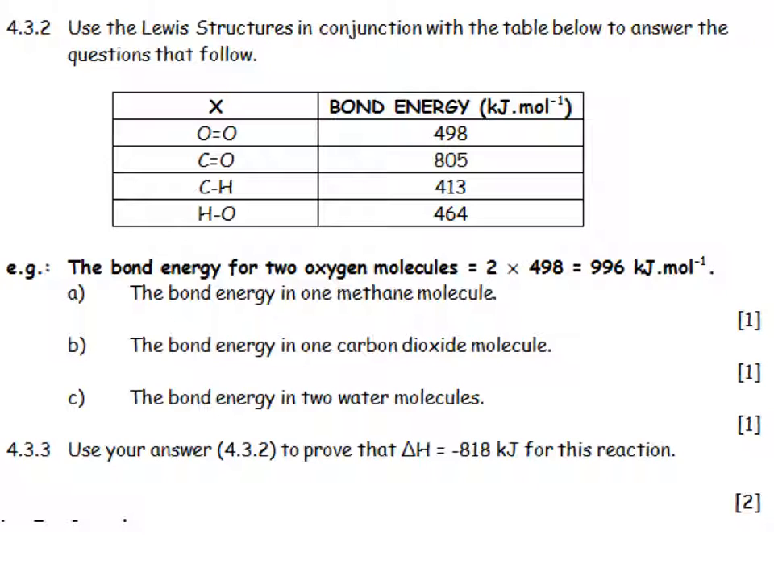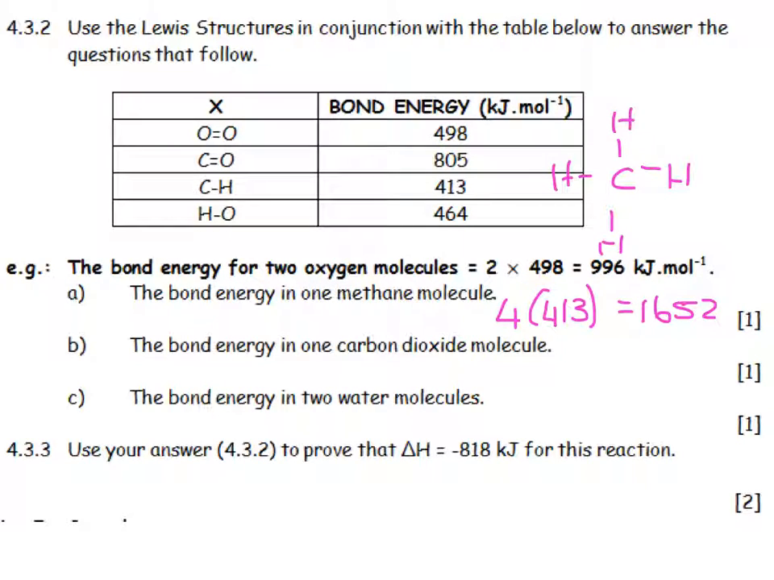Now you are expected to use those Lewis dot structures in conjunction with the table below to answer the questions that follow. The bond energy of 2 oxygen molecules is 2 times 498, which is 996. The bond energy in 1 methane: if you look at that methane molecule, it's CH4, and therefore you have 4 carbon-hydrogen bonds, and that turns out to be 1,652 kilojoules per mole.